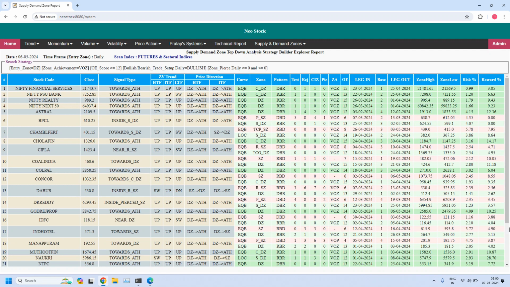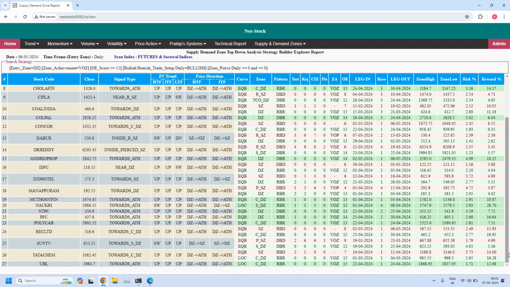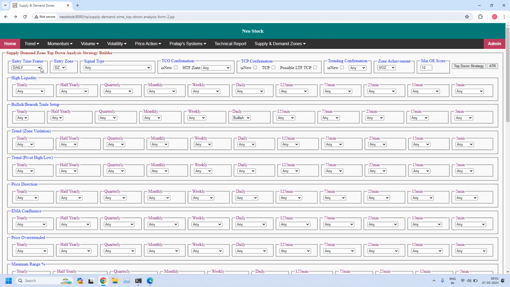Okay, let me scroll down. So 27 stocks are filtered which are supporting bullish trade setup. Now let me generate bearish trade setup for monthly income trade. So I'm going back. Monthly income trade entry time frame is daily.